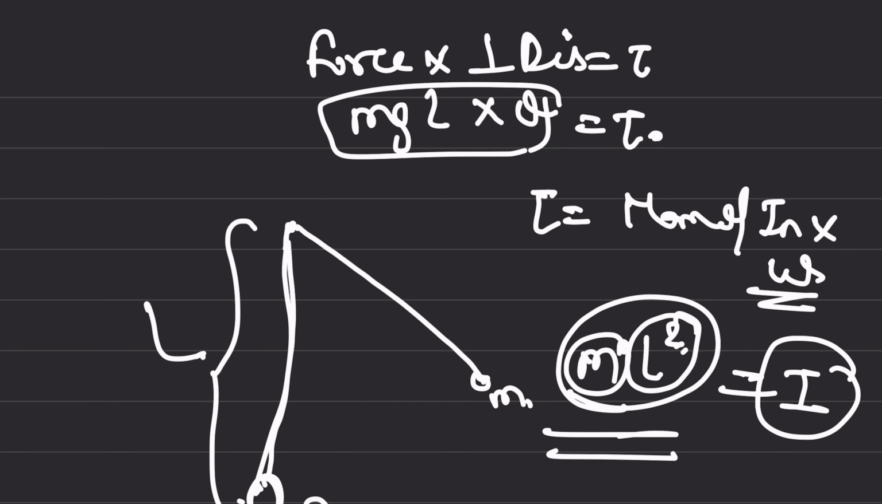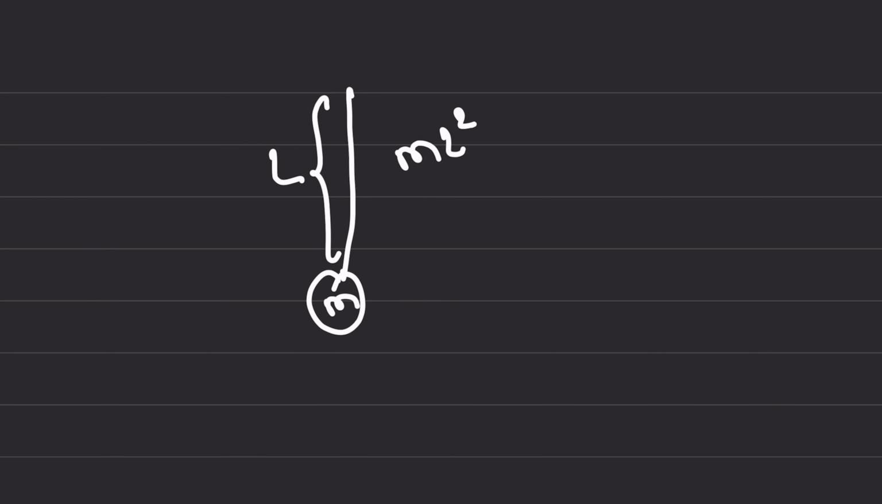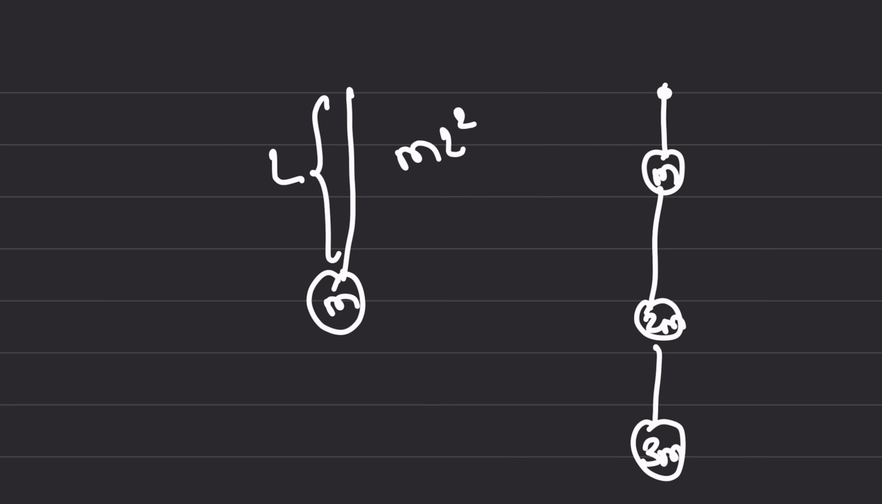So we have to remember that for a particular distance, suppose this is of mass m and this is distance l, then the moment of inertia will be ml square. Now suppose this is of mass m, this is of mass 2m, and this is of mass 3m. So what will be the moment of inertia?